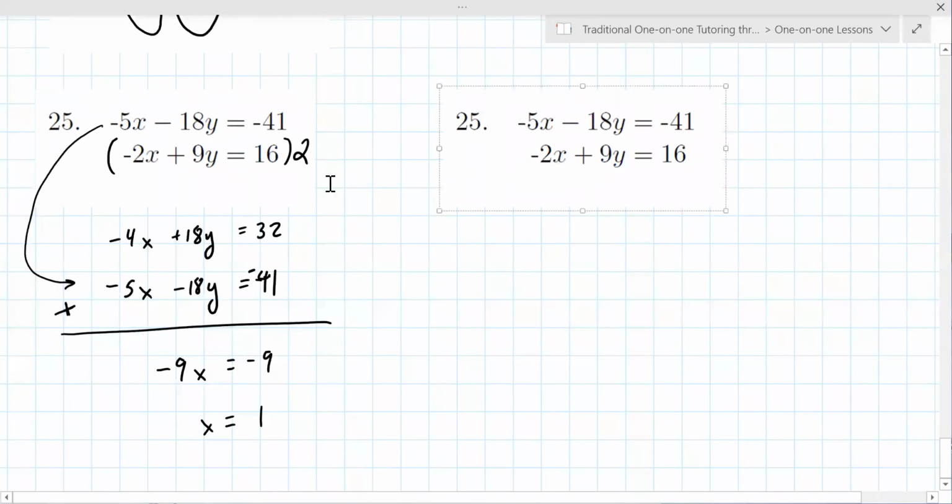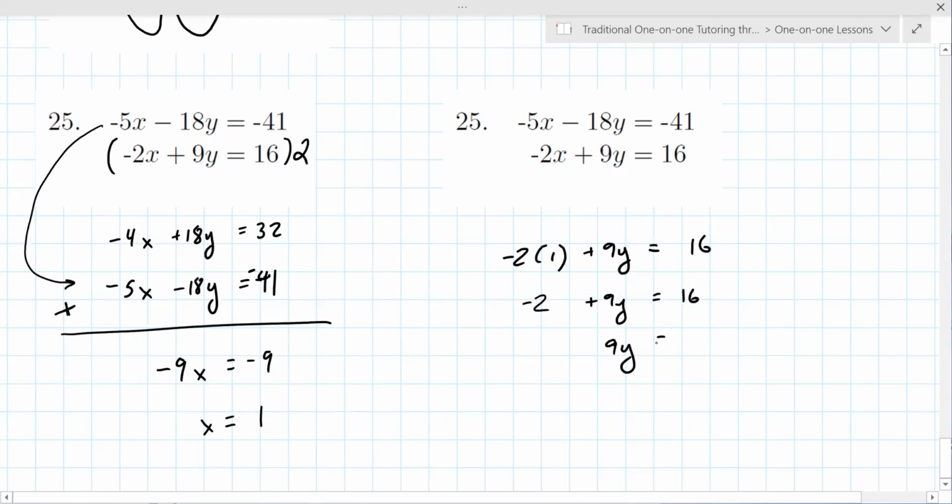Now, which equation do you think you should use to solve for y, or do you have a preference here? Does one stand out to you as being better than the other? Maybe the second one. Sure. Yeah. So we can do that. It should give you the same answer, but you just got to be careful there. So putting 1 in for x, you get minus 2 plus 9y equals 16. Add 2 to both sides. 9y equals 18. So y equals 2.